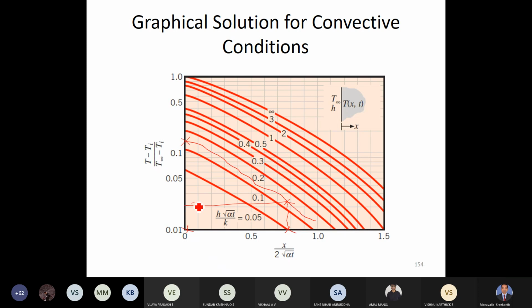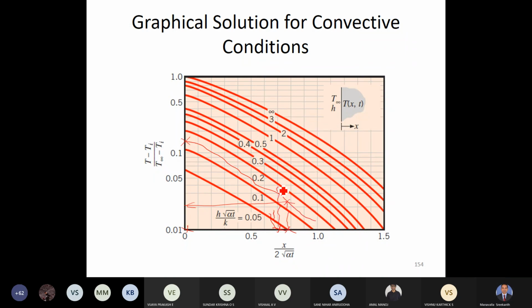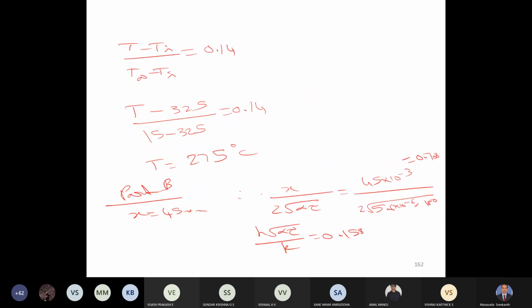Or if you have to do it correctly, 0.7 is this. 0.5, 0.6, 0.7, 0.8, 0.9, 1. So 0.7 is this. I'm not able to draw the vertical line properly. From this, the temperature ratio is about 0.04. So (T minus Ti) divided by (T infinity minus Ti) is 0.04. From this you can find the value of T. Okay, so in this way you have to finish this problem.